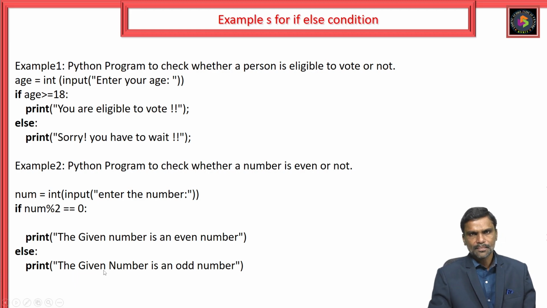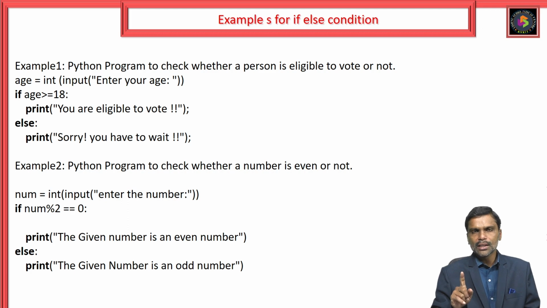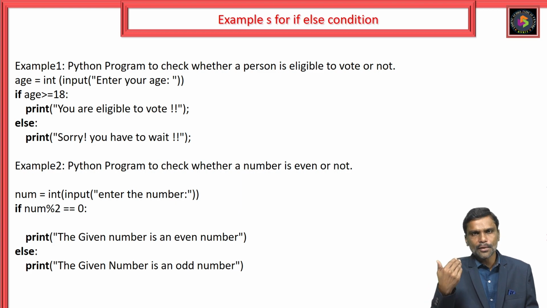Two conditions. In the if condition, only if the condition is true, then only the respective block of statements will execute. If it is false, if we go for the other choice, then that is the else condition.